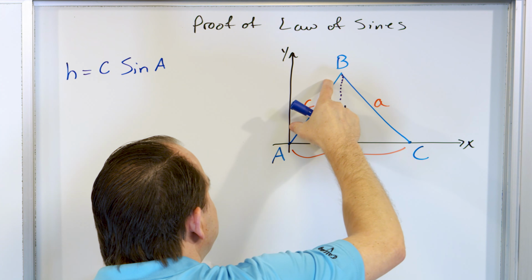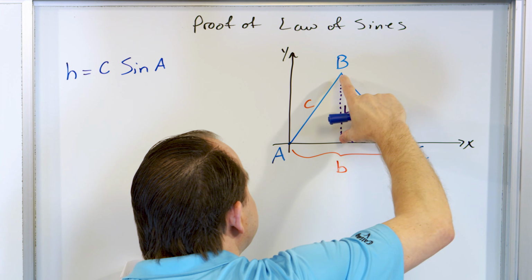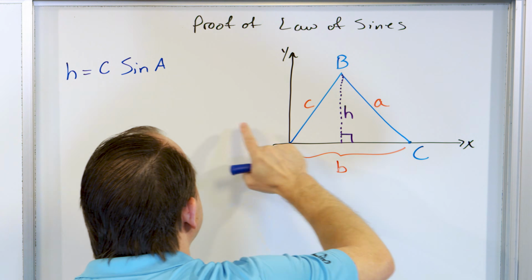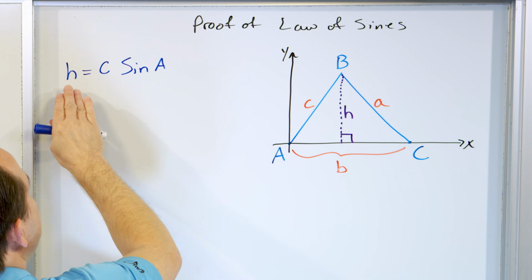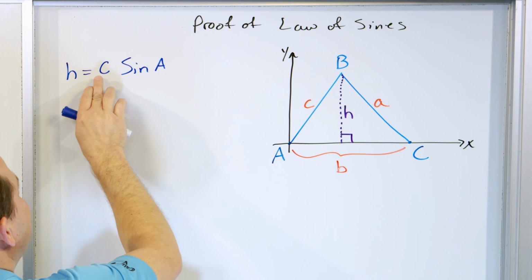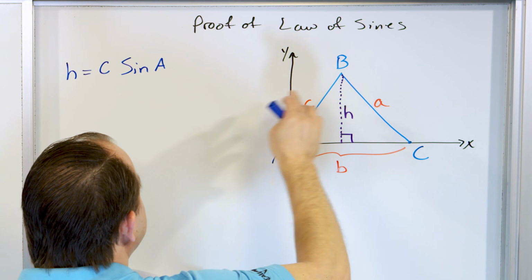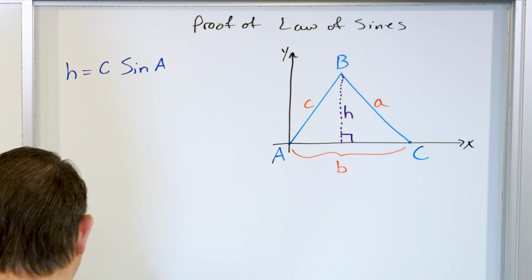So you can think of it as the hypotenuse, the sine projects it vertically, you get the vertical projection, we call it h. That is a new variable h, but we're putting it in terms of what we have written on the board here, c times the sine of the angle A.